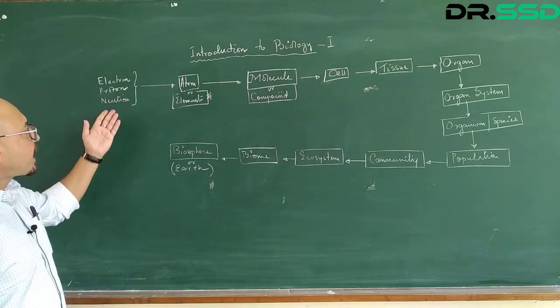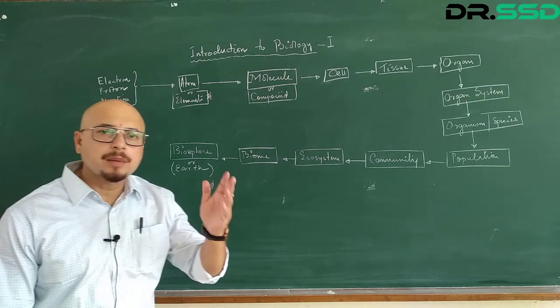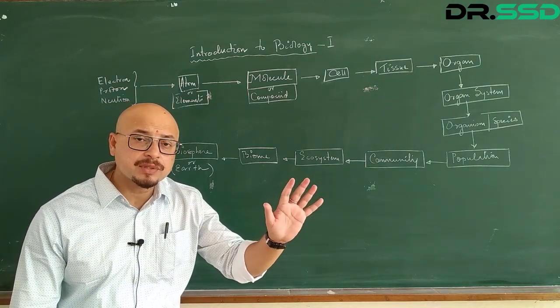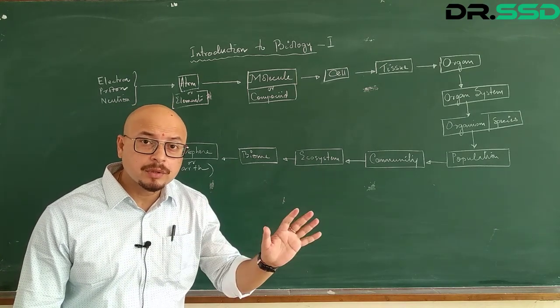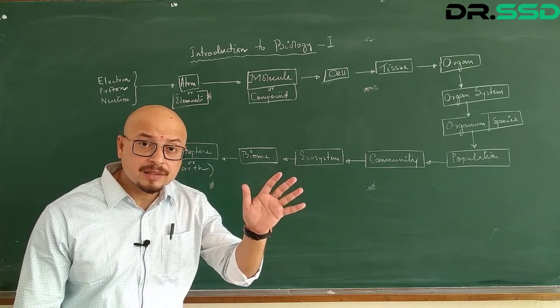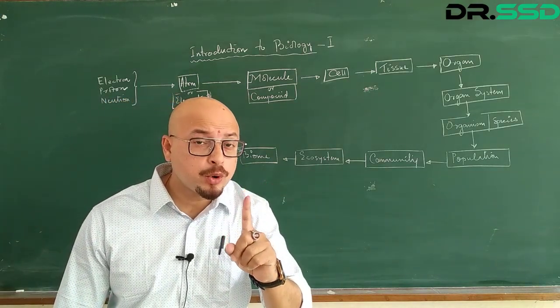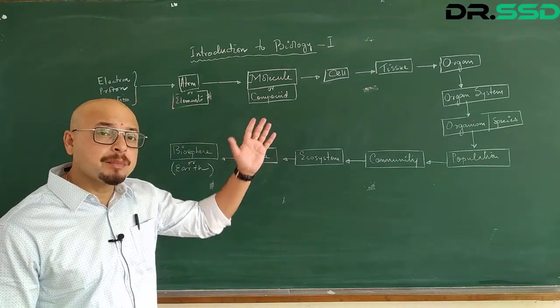Atoms are made up of electron, proton, and neutron. So think of carbon, hydrogen, oxygen, nitrogen, sulfur, phosphorus. They all are atoms. They all are elements. They don't have life. They are lifeless. But when they combine together in a fixed proportion, they give rise to a molecule or a compound.